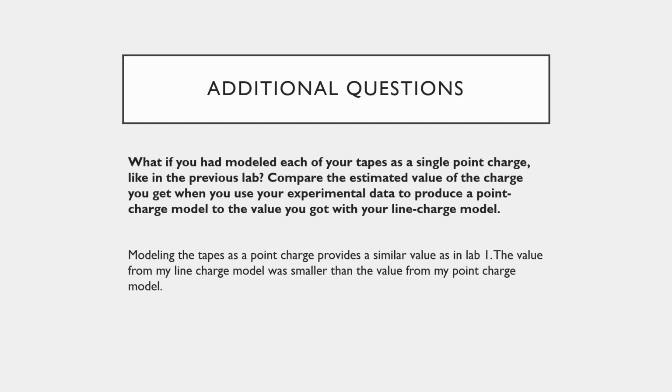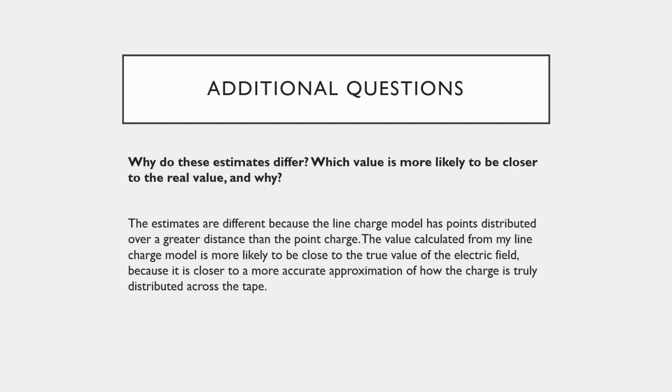And some additional questions: what if we had modeled each of the tapes as a single point charge? That would have provided a similar value as we found in Lab 1, and in this case the value from the line charge model for the net electric force was smaller than the value from the point charge model. These estimates are different because the line charge model has points distributed over a greater distance than the point charge, and the value calculated from my line charge model is likely to be closer to the true value of the net electric force because it is a more accurate approximation of how the charge is truly distributed across the tape.